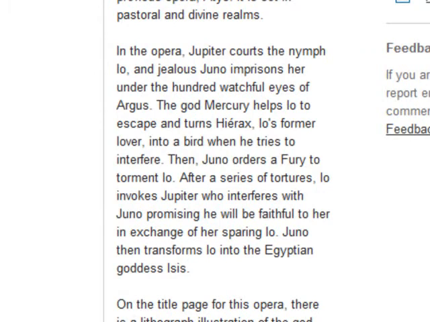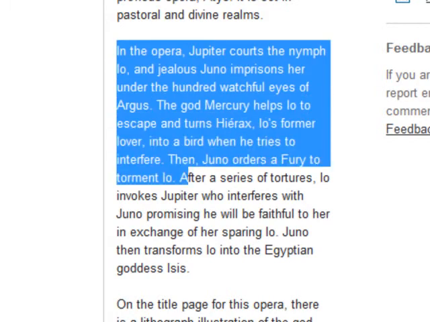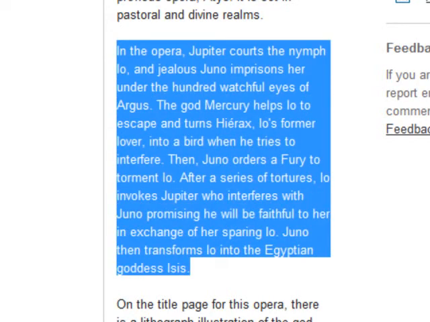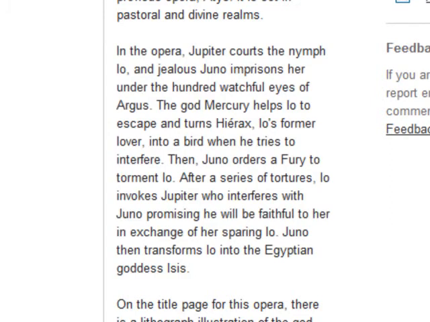In the opera, Jupiter, which was a Greco-Roman god, courts the nymph Io, which is another Greco-Roman god. This is all talking about ancient Greece and Rome, which all this god stuff goes back to Egypt, which I'm gonna read in this article right here. Juno imprisons her under the 100 watchful eyes of Argus. The god Mercury helps Io to escape and turns Hierax, Io's former lover, into a bird when he tries to interfere. Then Juno orders a fury to torment Io.